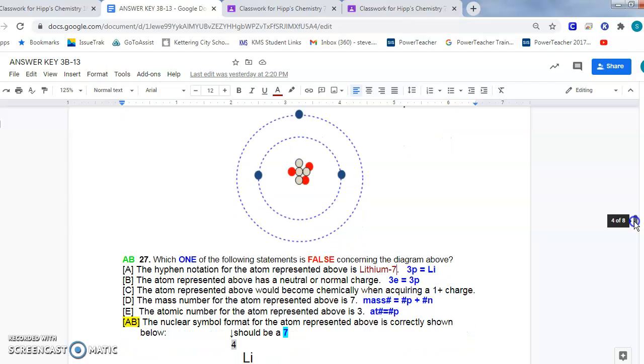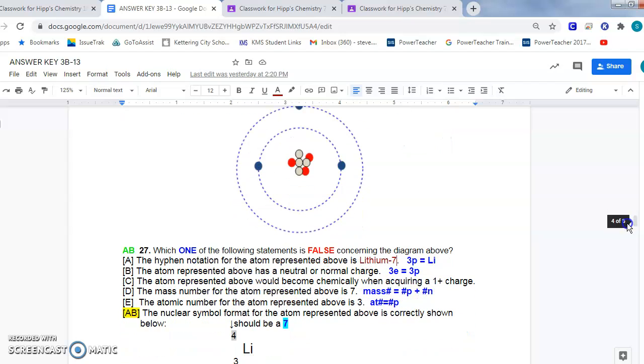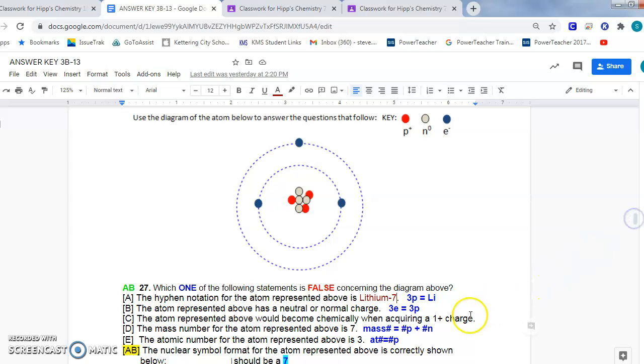Letter C. The atom would become chemically stable when acquiring a 1 plus charge. Well, let's find out. If it became a 1 plus charge, plus means it lost electrons. When there's a plus sign, remember, plus, lost. The T in lost looks like a plus sign as well.